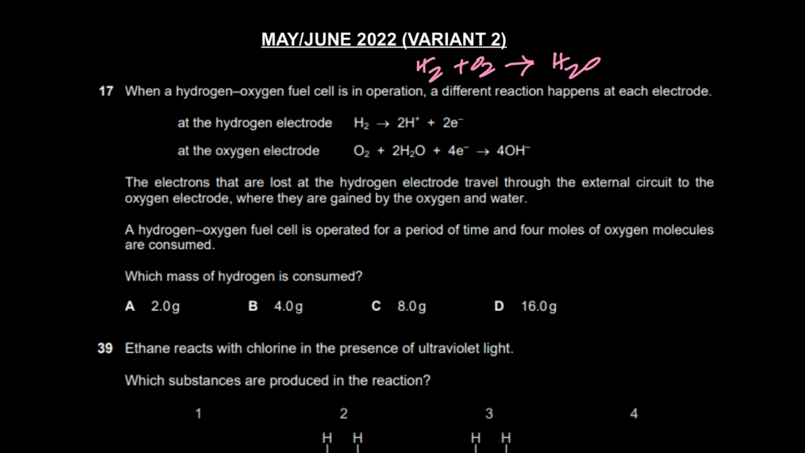Now, it says at the hydrogen electrode, what happens is the hydrogen goes into H plus ions and gives off 2 electrons. And that's basically oxidation, because there's a loss of electrons. And remember guys, the electrode at which oxidation takes place is always going to be the anode. And the electrode at which reduction takes place is obviously going to be the cathode. So in this case, if you would compare it to electrolysis, it's the opposite of that.